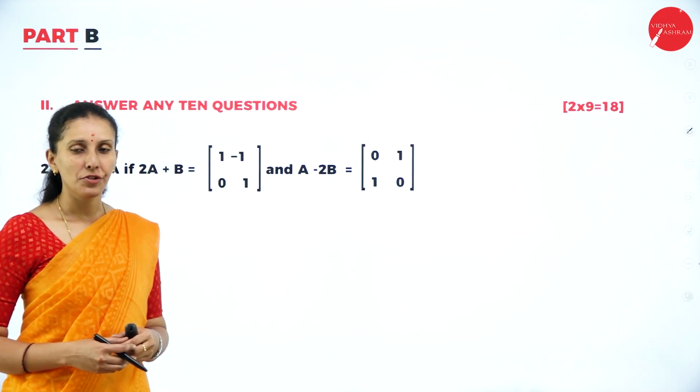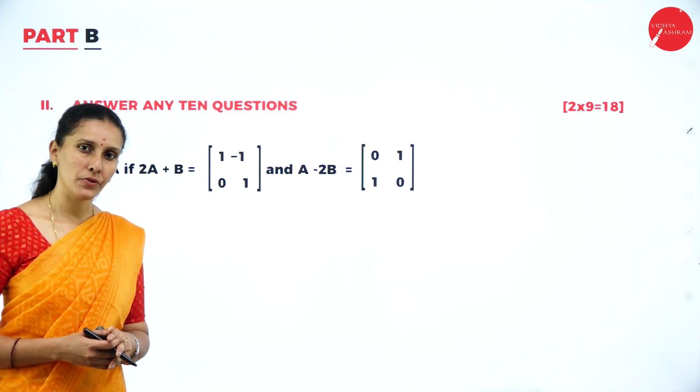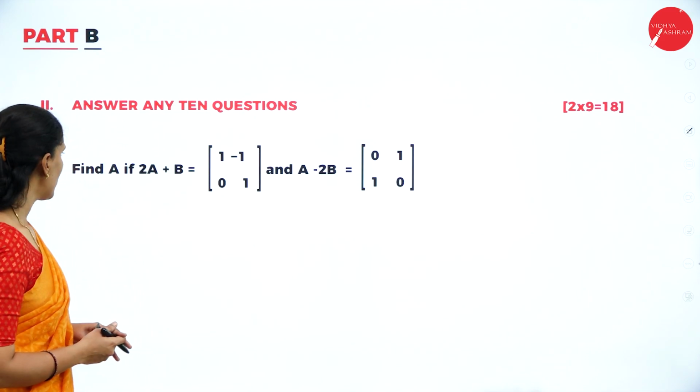Now let's see the solutions for part B section. So here 14 questions will be given. You are supposed to answer any 9. Let's look at the first question.